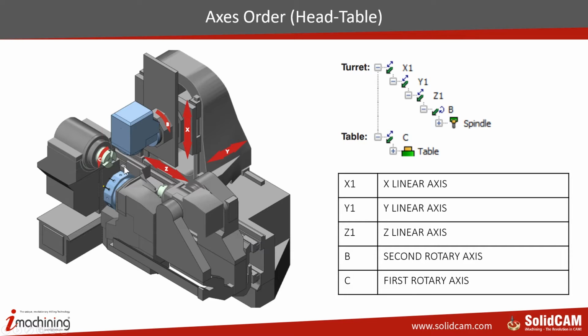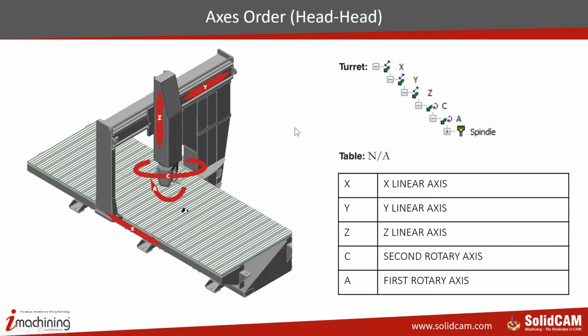The second rule, if we have the head-table machine, in this case I just used the Miltor machine, where the B axis is on the spindle and the C axis is on the chuck or on the table. In this case, the first rotary axis is again the C axis, and the B axis or the tilting axis is the second rotary axis. And the third is the head-head machine, and in this particular case the C axis over here is the second rotary axis, and the A axis is the first rotary axis.